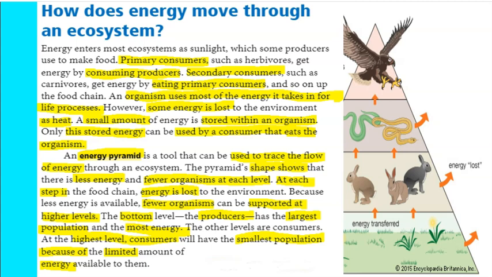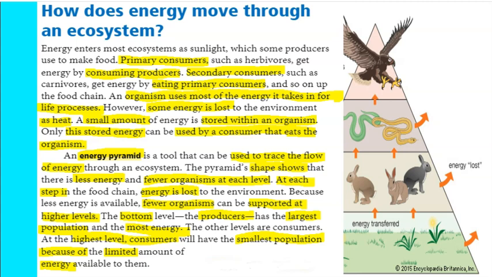So then we can say that that rabbit is only getting 10% of the original amount of energy that was produced by the producers. And the same thing for the snake. It's only getting 10% of what the rabbit got. And then finally with that eagle, it's only getting 10% of what the snake got. So it's being reduced by 90% at every level in that pyramid, in that food chain.